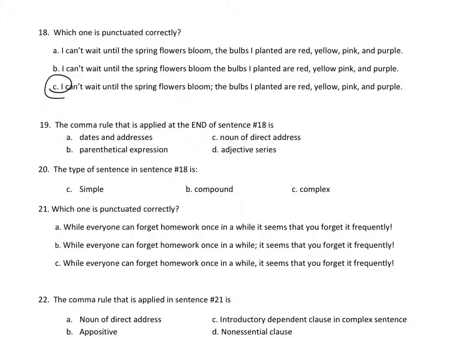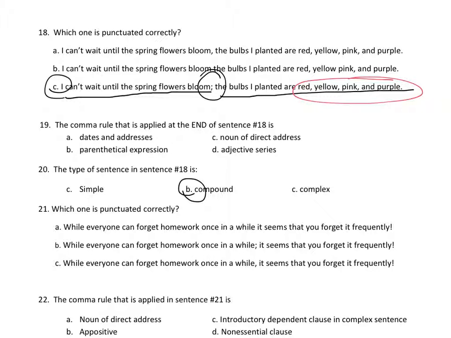C is punctuated correctly. I can't wait until the spring flowers bloom is its own independent thought, and then the bulbs I planted are yellow, pink, and red, yellow, pink, and purple is another independent clause with a semicolon in between to make a compound sentence. The comma rule that's applied at the end here, though, with these commas, is adjectives in a series.